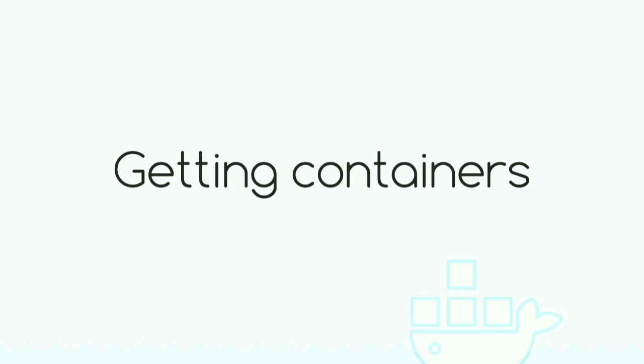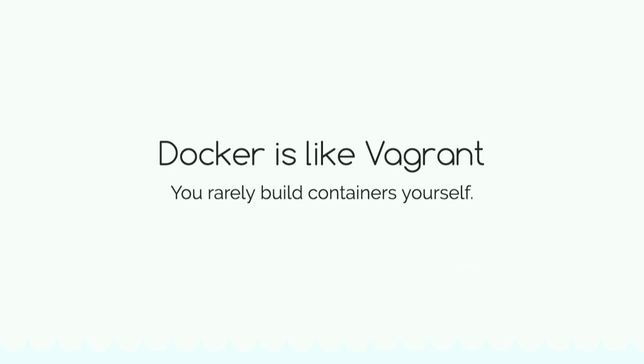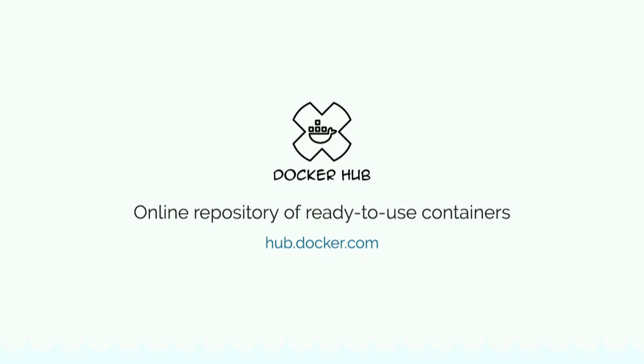All right, we've got Docker in our system. How do we get some containers? Docker is actually a lot like Vagrant. You rarely build containers yourself. What happens instead is that you go shopping for containers on Docker Hub. It's an online repository of ready-to-use containers at hub.docker.com.